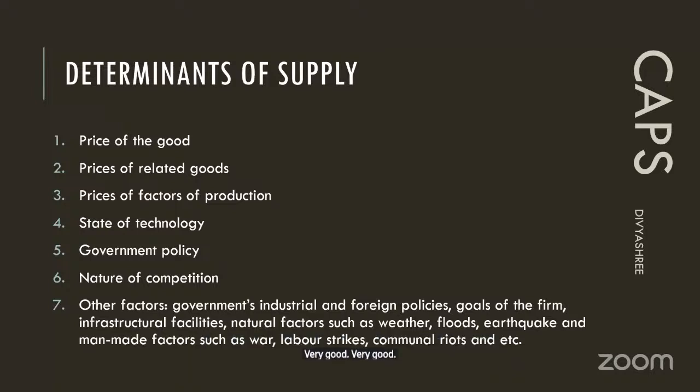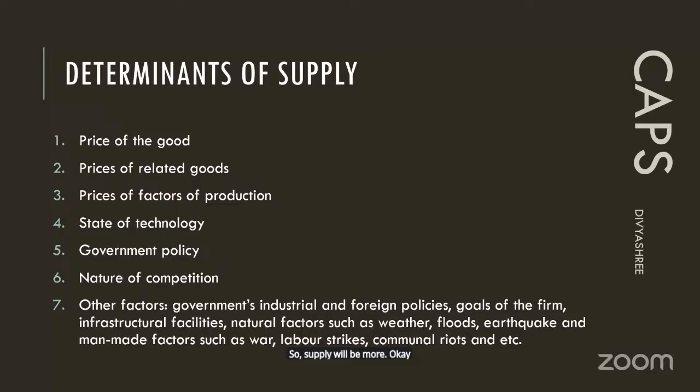Nature of competition. If there are many sellers, if there are many competitors, then will supply be more or less? More, ma'am. Yes, supply will be more. If there is only one seller, then the supply will be less. If there are more sellers, then more production will happen, more goods will come to the market, so supply will be more.